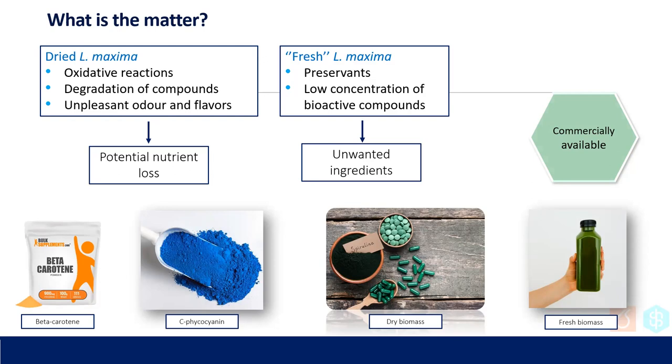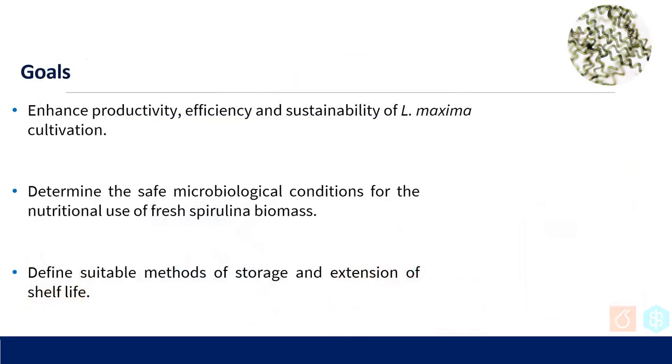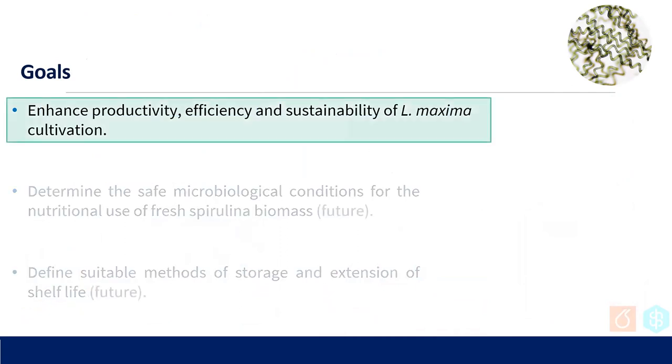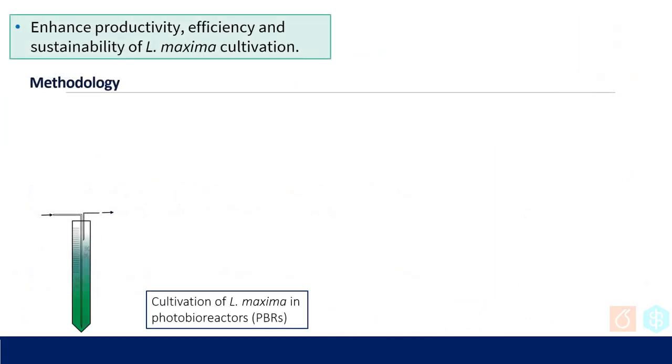So based on this background, some of the goals we have set for this project are depicted here. However, I will focus only on the very first one. The other ones are meant for the future. First of all, we want to optimize the cultivation of spirulina by enhancing the productivity, efficiency, and sustainability of the cultivation. And here I have the methodology. It is a very summarized methodology.